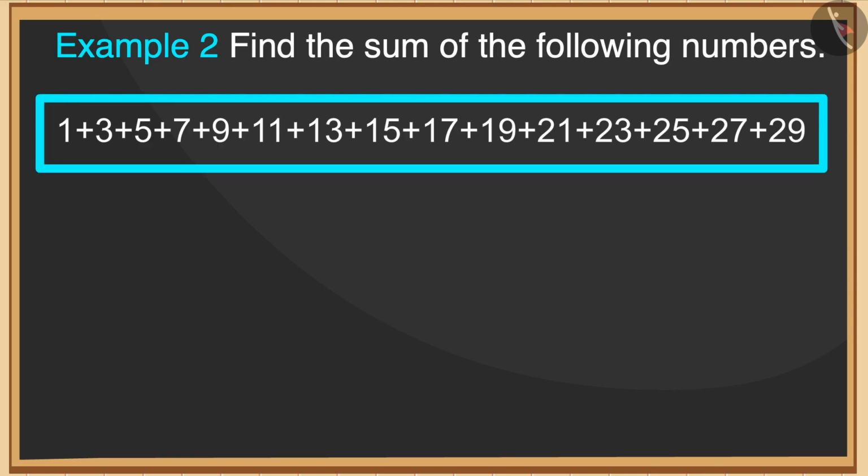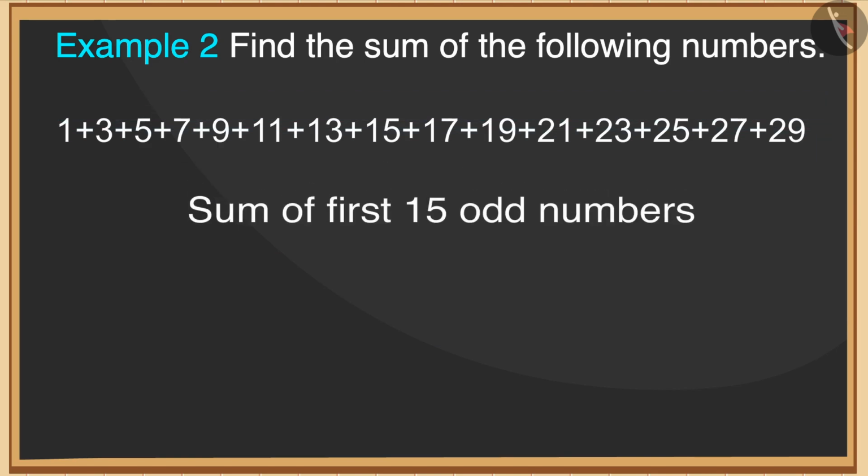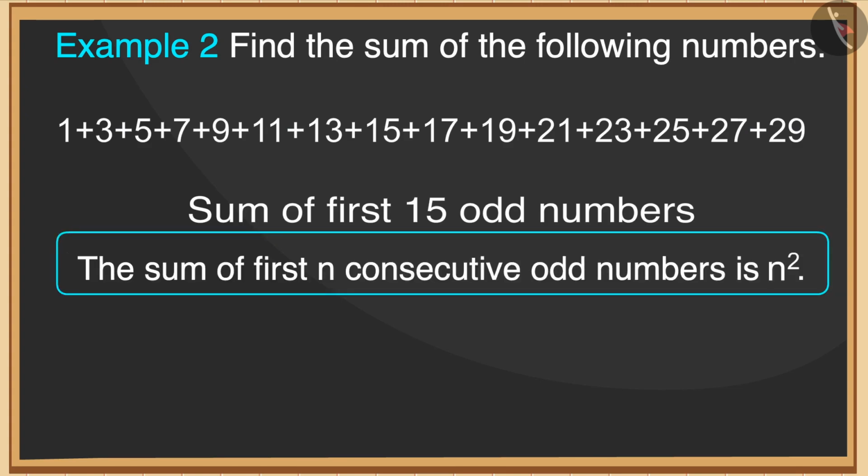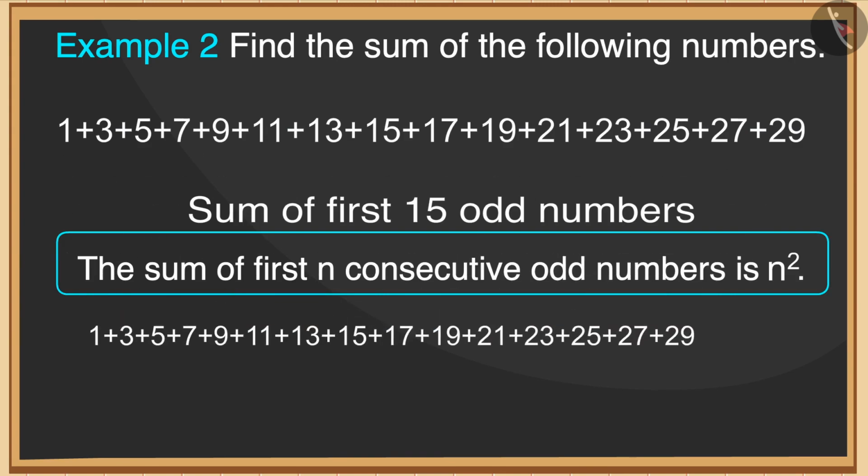If we look at the sequence of numbers carefully, we will observe that it is the sequence of the first 15 odd numbers. We know that the sum of the first n consecutive odd numbers is n square. Thus, the sum of this sequence will be 225. See how we solved a difficult question easily with the help of the pattern of square numbers.